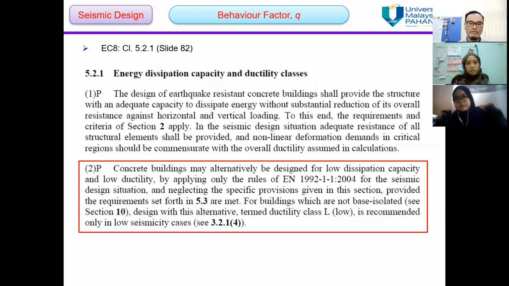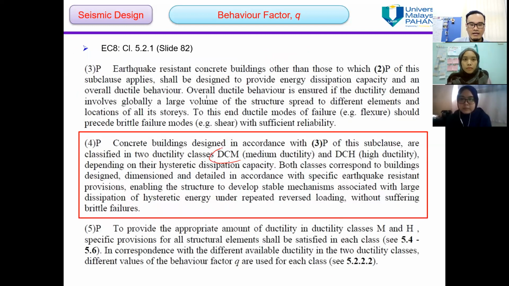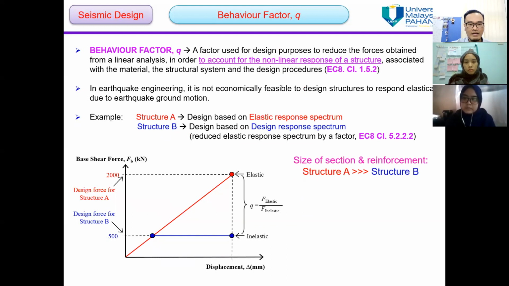We have three classes of ductility, which are ductility class low, ductility class medium, and ductility class high, depending on the seismicity region. Okay, that's why we need the behavior factor. Let me recall your memory about the requirement of ductility design. If we design for ductility class low, we need to design for very high forces, and the cost will be very high. However, if we design for a higher class of ductility, either medium or high, we will design for lower forces and with lower cost.